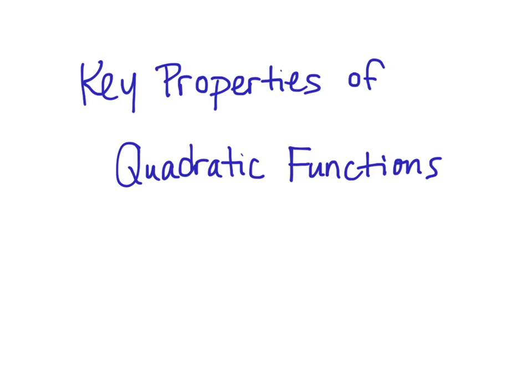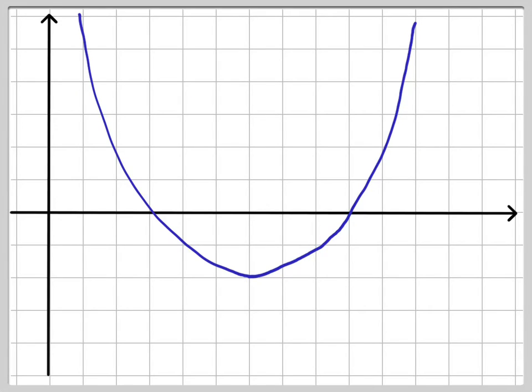Let's do a few examples of finding the key properties of quadratic functions. So first of all, one property is the shape of a quadratic function's graph, and a quadratic function will always look something like this, and the shape of this graph is a parabola. So we've got a point down here, this is the vertex, and then from there this graph will widen out in a curved shape, and it will head upwards or downwards.